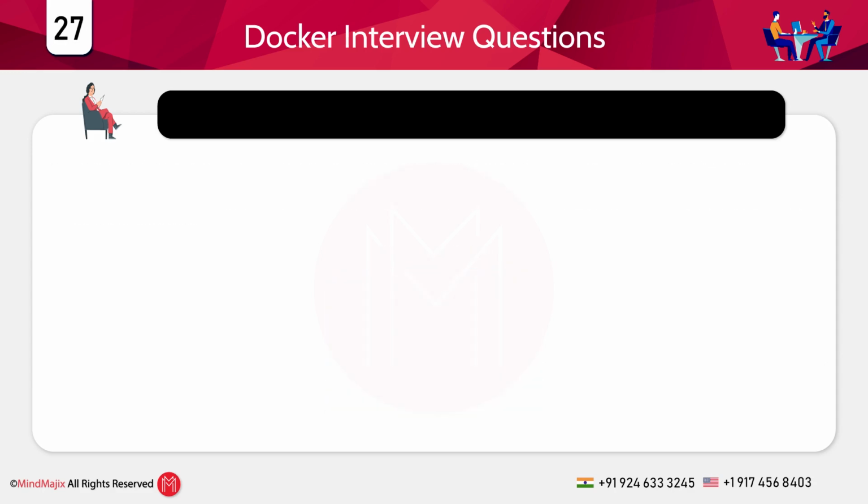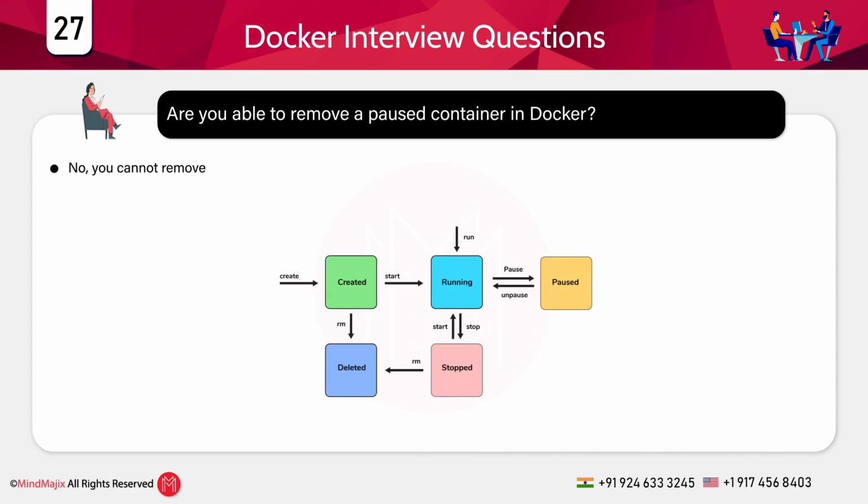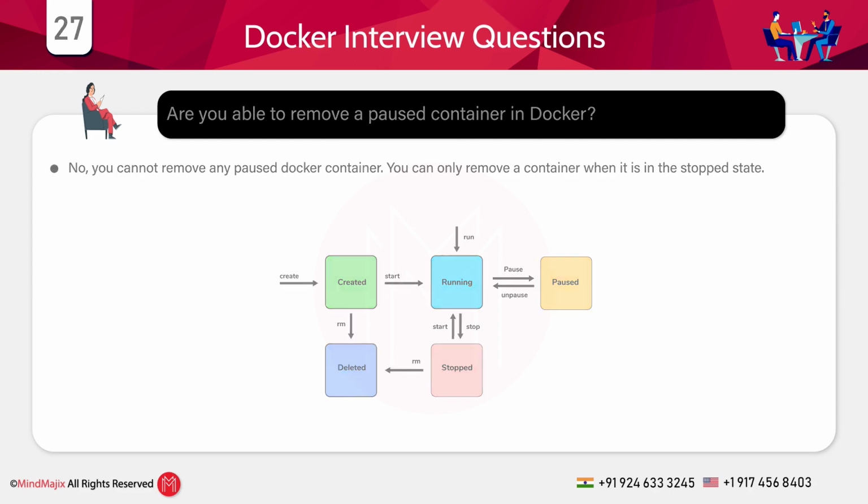The next question: are you able to remove a paused container in Docker? No, we cannot remove a paused container from Docker. You can only remove a container when it is in the stopped state. So if the container is stopped, you can remove it, but if the container is in the paused state, you cannot remove it. You have to unpause it and then stop it, and after that you can remove it.